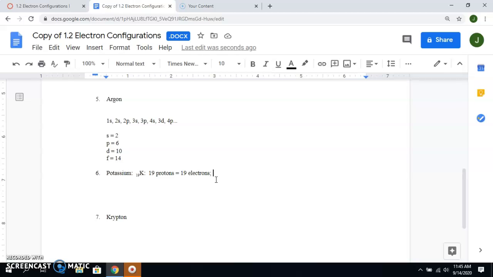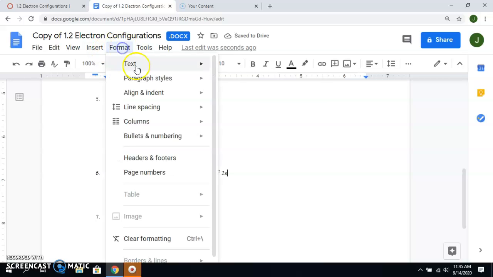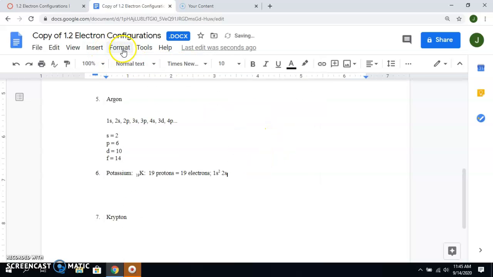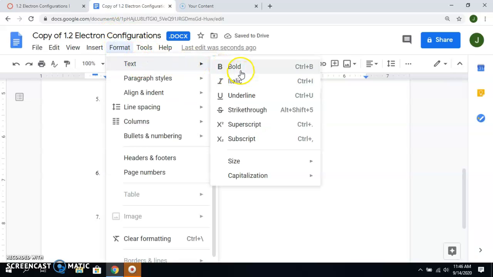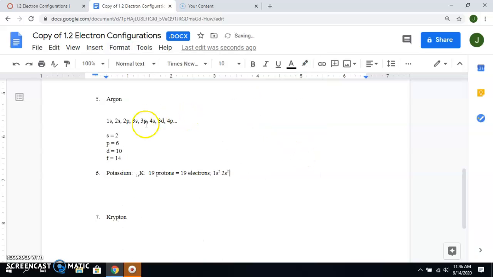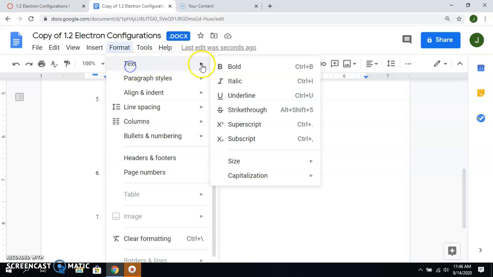Okay, here's how we write the electron configuration for potassium. We always start on the left, so it's going to be 1s, and it's going to be 1s2. Next is going to be 2s, and we have to fill that up completely. So that's going to be 2s2. Next after 2s is 2p. P is a sublevel, a bucket that can hold 6 electrons, so it's going to be 2p6.